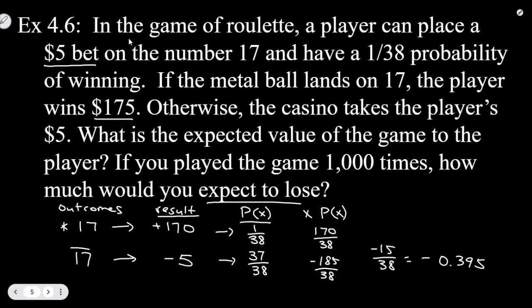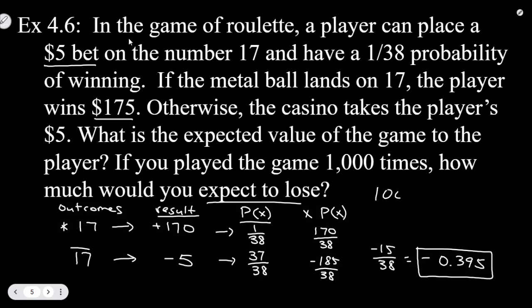So that is our expected outcome, negative 0.395. And that means, on average, we would lose almost 40 cents per time that we played this game. Now, if we played the game 1,000 times, how much would you expect to lose? Well, I kind of just answered that.